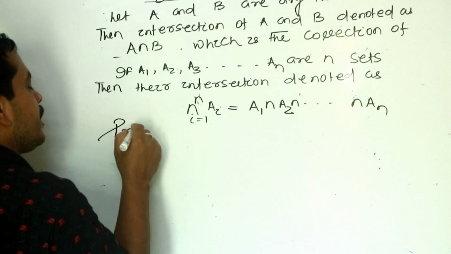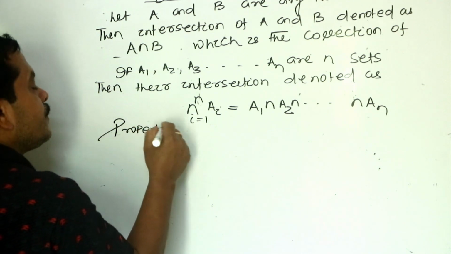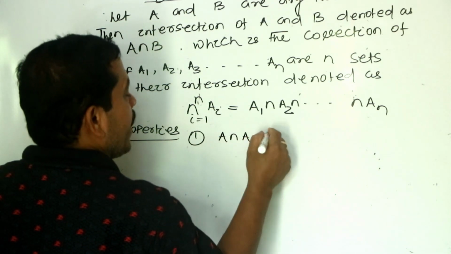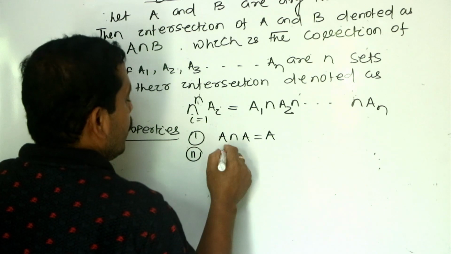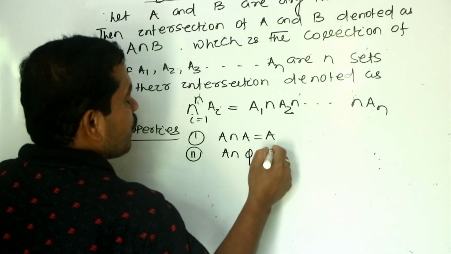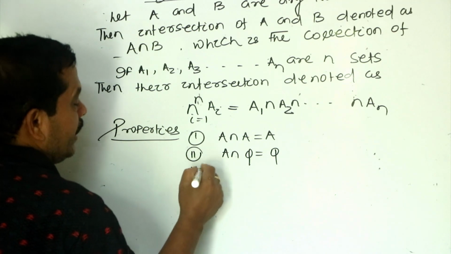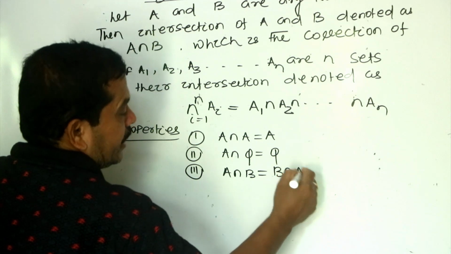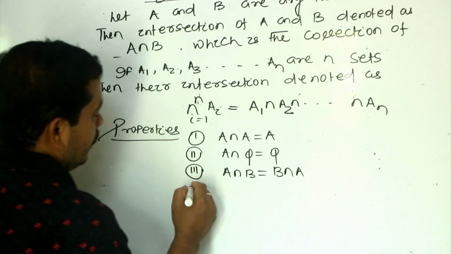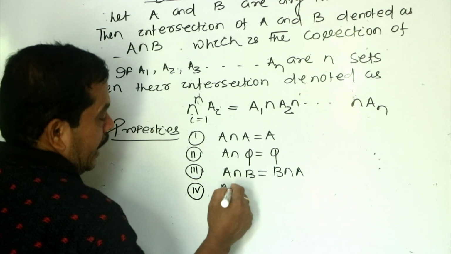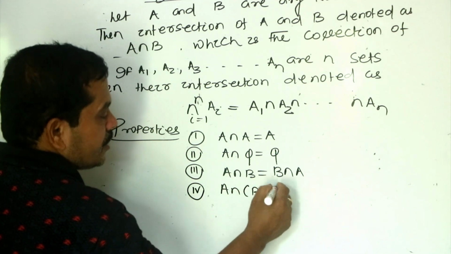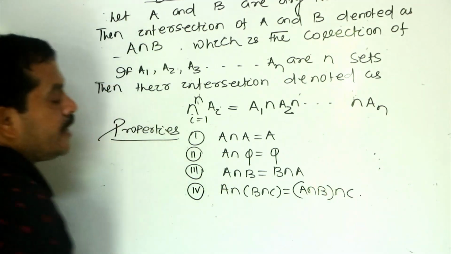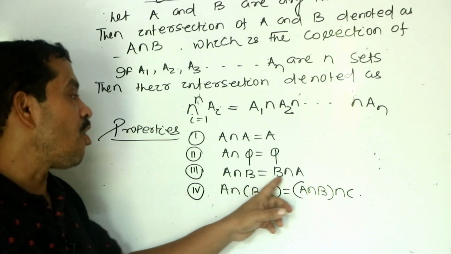Next, basic properties. First, A intersection A equals A. Number 2, A intersection phi is phi. Number 3, A intersection B is the same as B intersection A. That is the commutative property. Number 4, A intersection B intersection C equals A intersection B intersection C. That is the associative law, and this is the commutative law.